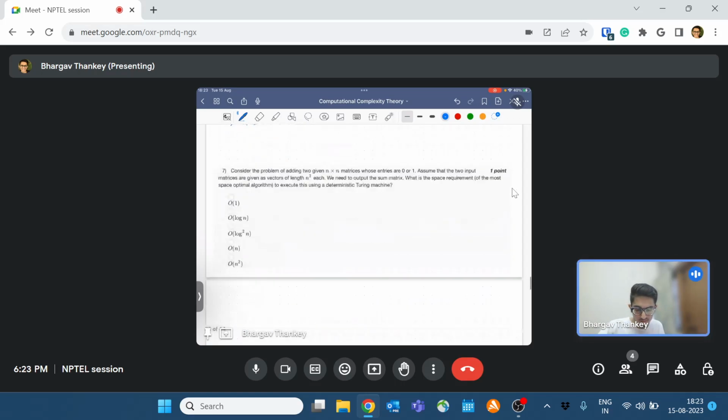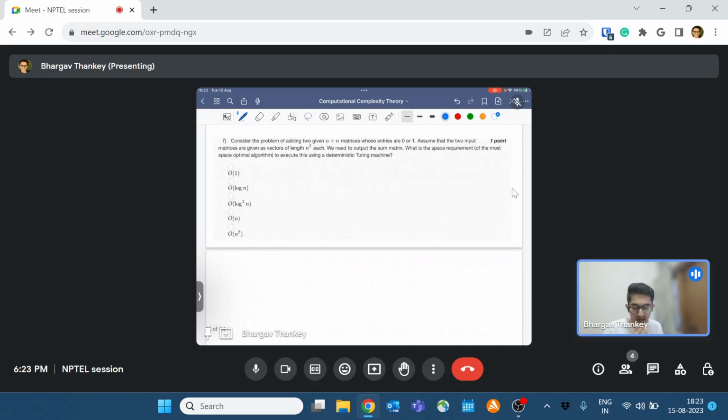Okay. So the next problem is: consider the problem of adding two n cross n matrices whose entries are 0 or 1, and assume that the two input matrices are given as vectors of length n square each. We need to output the sum matrix. What is the space requirement of the most space optimal algorithm to execute this using a deterministic Turing machine? Options are order 1, order log n, order log square n, order n, and order n square.